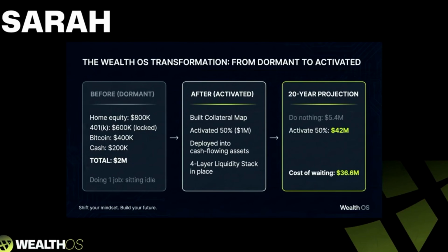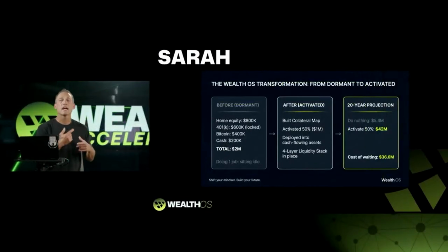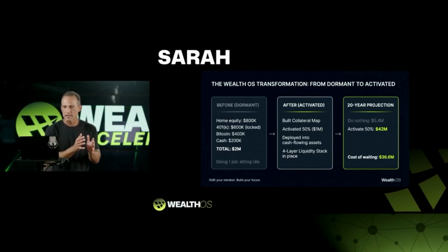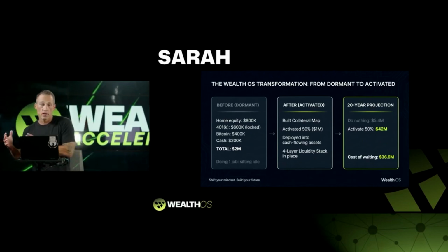Home equity, 401k, Bitcoin, cash and savings, all of it doing one job. So we built her a collateral map, activated 50% of it, about 1 million of that. We deployed it into cash flowing, tax advantaged assets, built her 4-layer liquidity stack so she's never at risk of getting liquidated. And here's what her life should look like in about 20 years on a conservative basis.